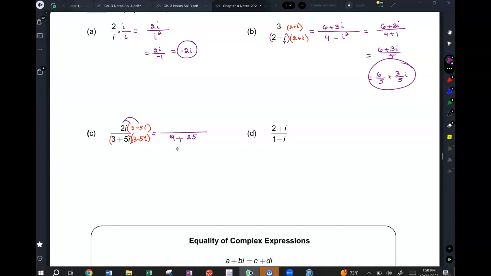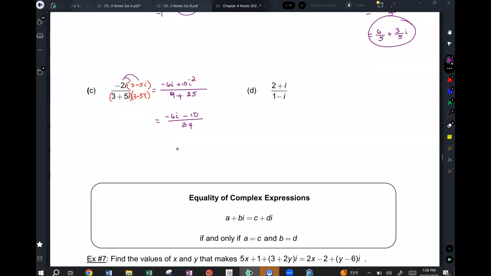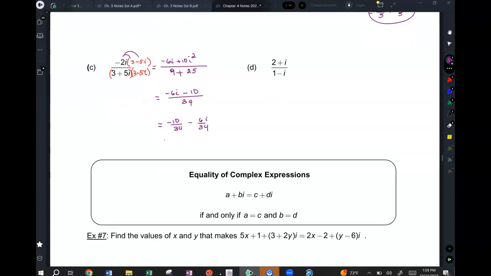So now the numerator, negative 6i plus 10i squared. So this is negative 6i minus 10 over 34. But now I've got to separate these. So it's negative 10 over 34 minus 6i over 34. But of course, simplify. Negative 5 over 17 minus 3 over 17i.